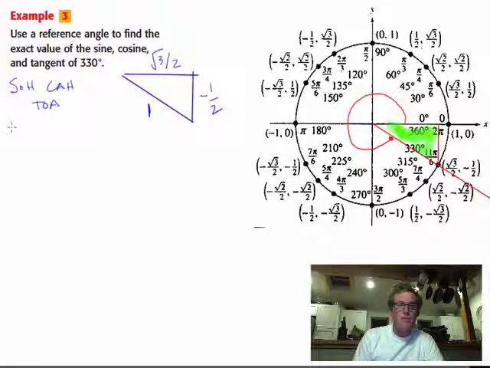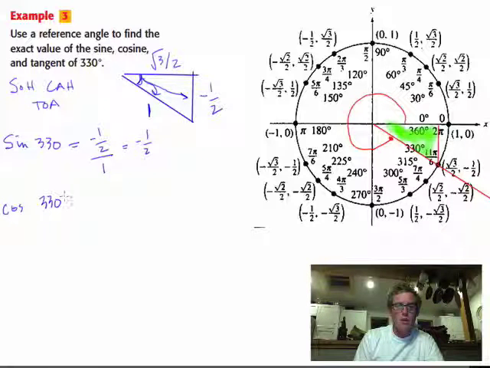First things first, sine of 330. Sine of 330 equals, remember we're going from this angle right here, opposite over hypotenuse. So this is going to be negative 1/2 over 1. And since it's all over 1, I could just rewrite it as negative 1/2.